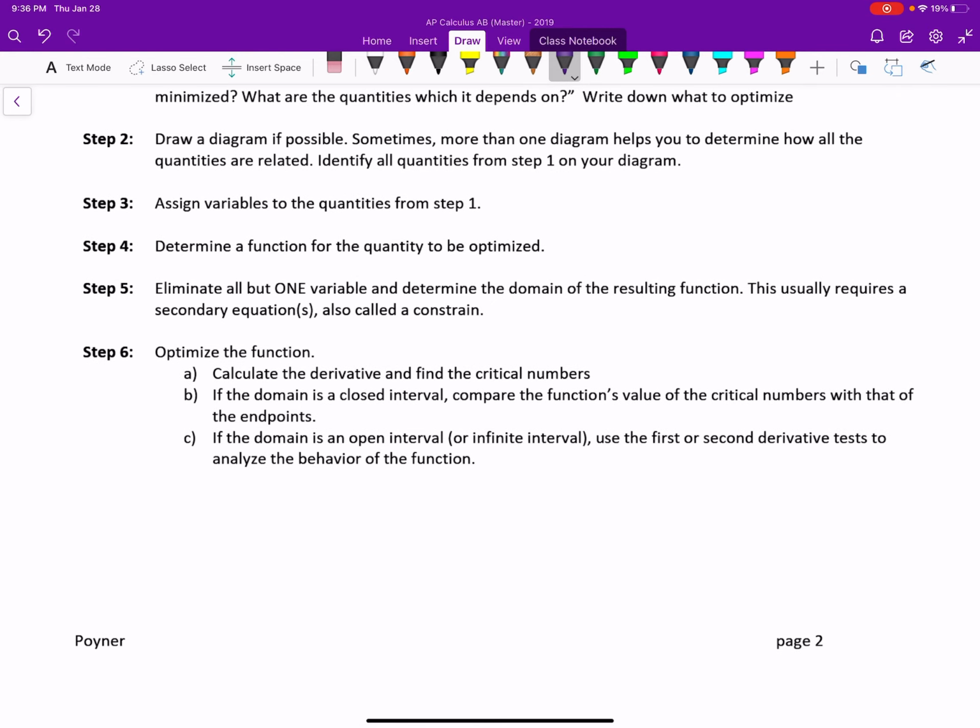Determine a function for the quantities to be optimized. That's writing the equation. We will then eliminate all but one variable and determine the domain of the resulting function. This usually requires a secondary equation, also called a constraint. Step 6, optimize the function. Calculate the derivative and find the critical numbers. If the domain is a closed interval, compare the function's value at the critical numbers with that at the endpoints. If the domain is an open interval, use the first or second derivative test to analyze the behavior of the function. So you end up with 2 options there.